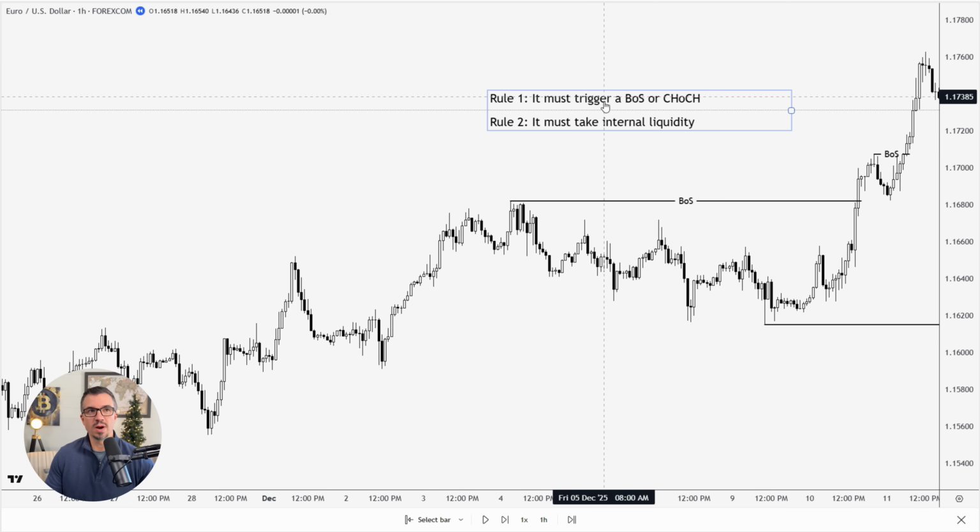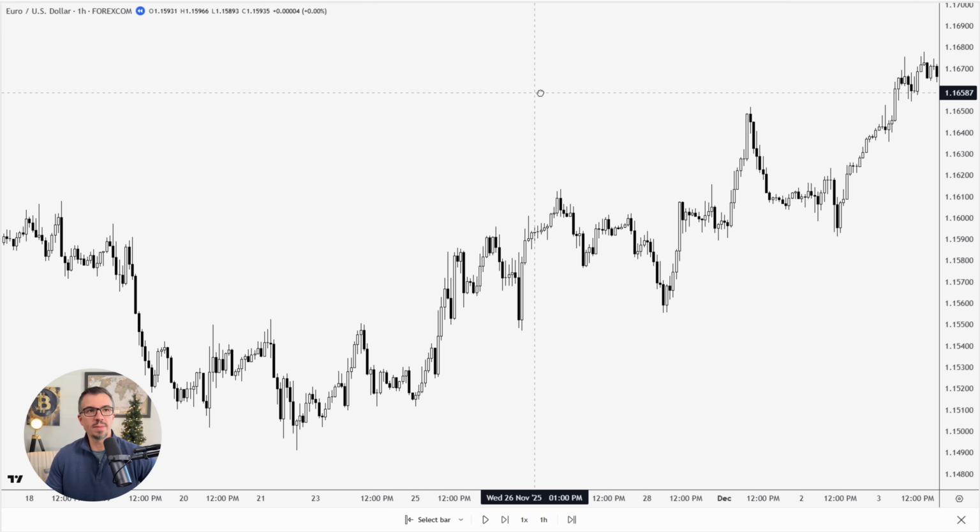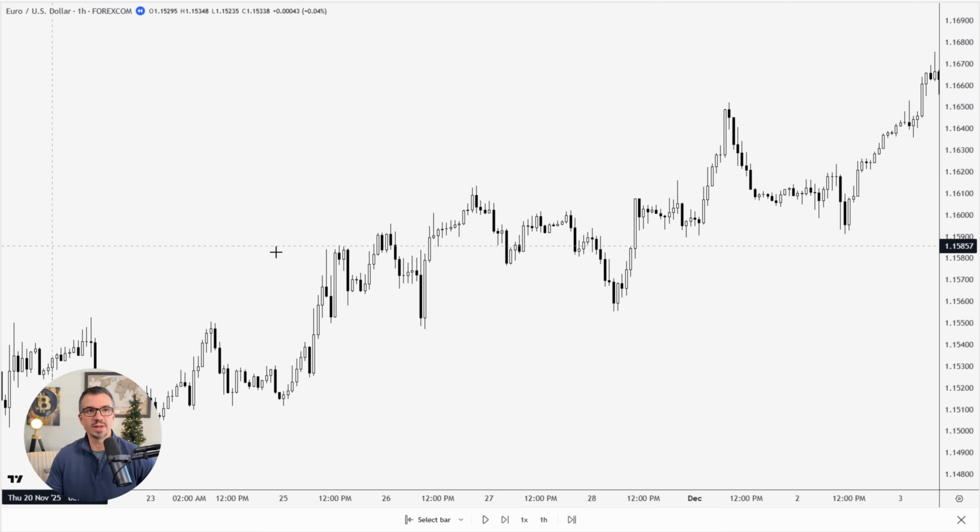So that's something to be aware of as well. This up here, okay, rule number one is how we confirm an external high or low. Rule number two, this is how we can actually identify it early before we actually get that break of structure or change of character. So looking right back here, let's look at this trend because this is a perfect example.